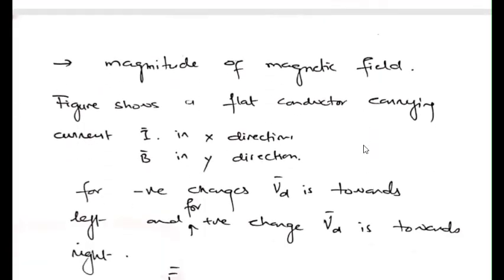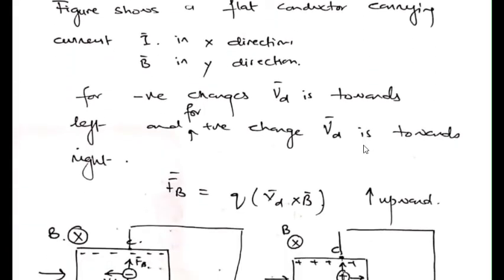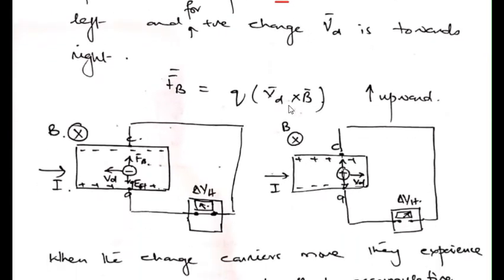So for negative charges, the drift velocity is towards the left, and for the positive charges it is towards the right. The magnetic force will be pointing in the upward direction. So now let us consider a conductor, and we have a magnetic field that is going into the plane.